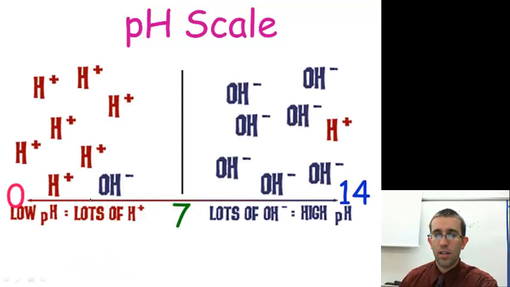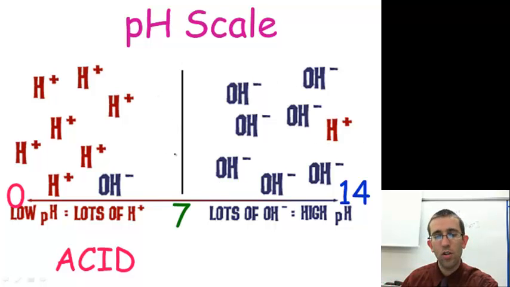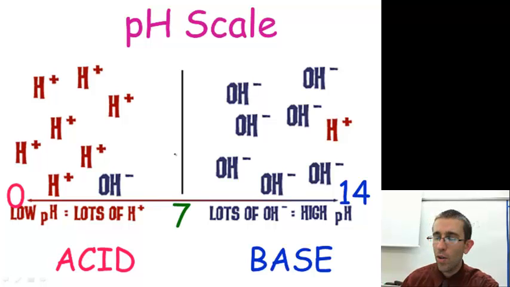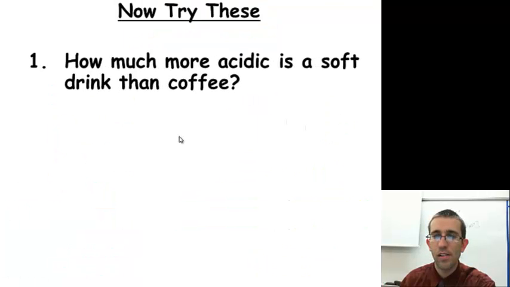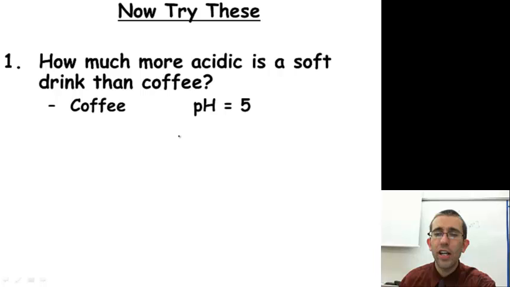All right. pH scale. So if this is our pH scale, if we're on the 0 side, we have lots of hydrogens and very little hydroxide. If we're on this side, we have lots of hydroxides and very little hydrogen. If you're in the middle, you have the same amounts. And so, if we have lots of hydrogens, we're an acid. If we have lots of hydroxides, we're a base. And if we're in the middle, we are neutral. Alright, so we're going to take a look at these.